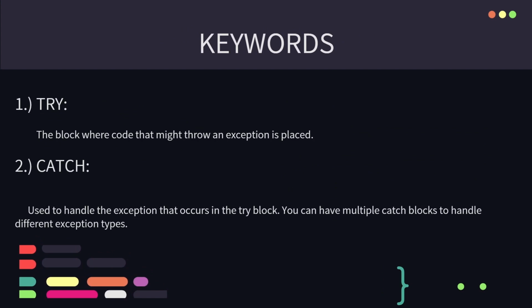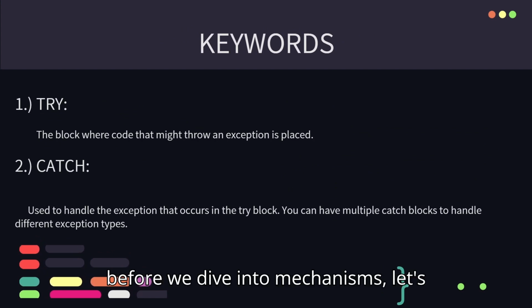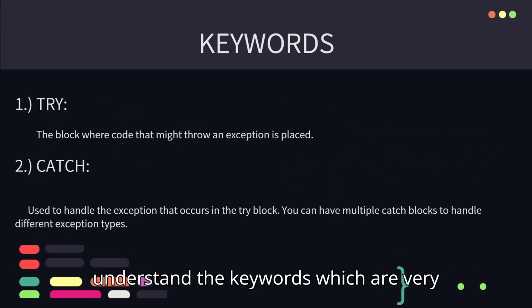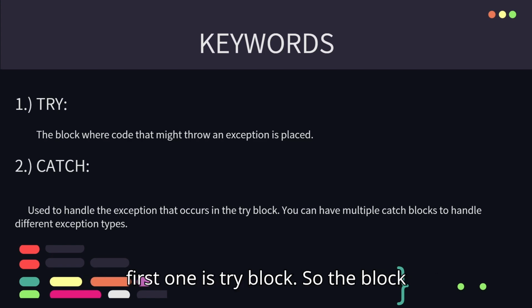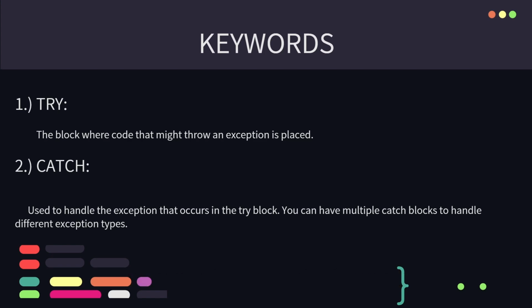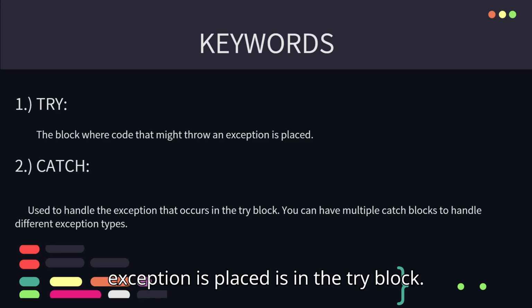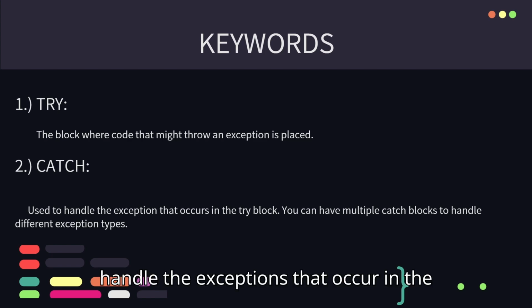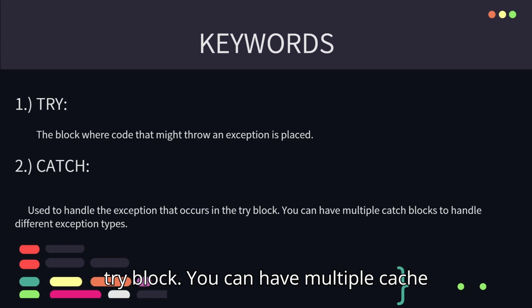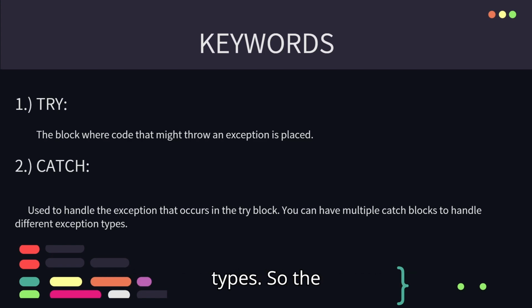Before we dive into the mechanisms, let's understand the keywords which are very important in exception handling. The first one is the try block. The block where code that might throw an exception is placed is the try block. Coming to catch, catch is used to handle the exceptions that occur in the try block. You can have multiple catch blocks to handle different exception types.